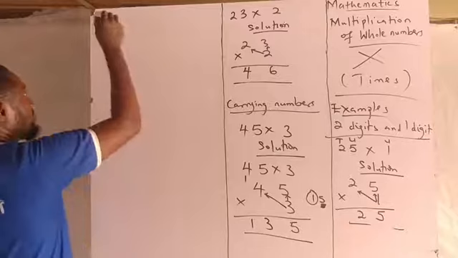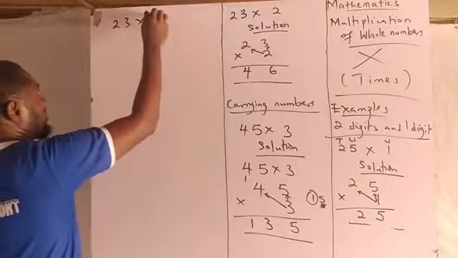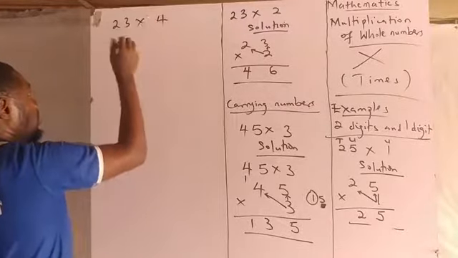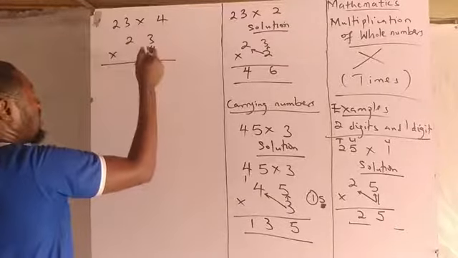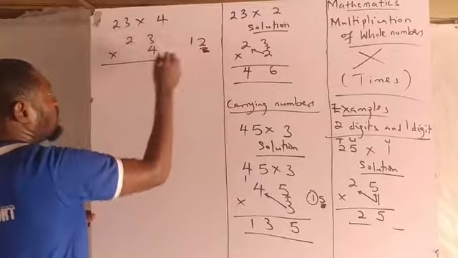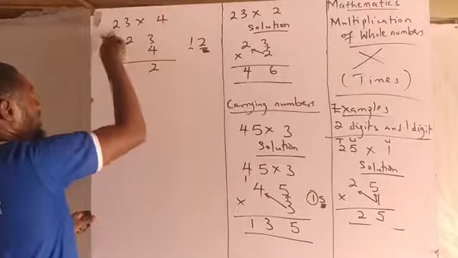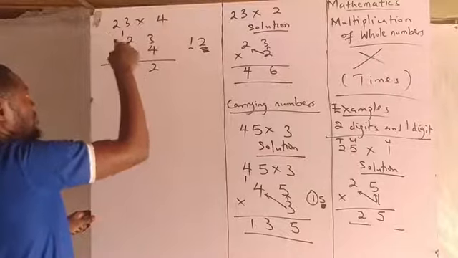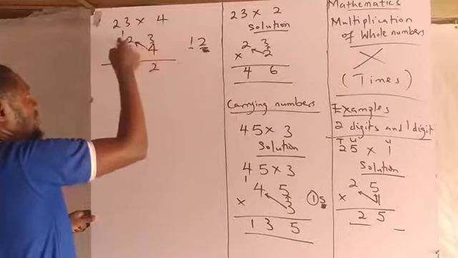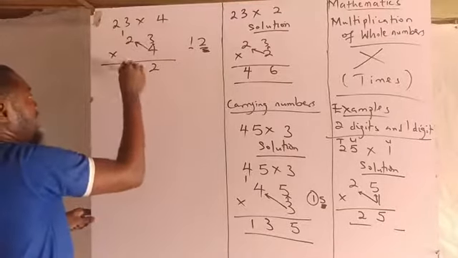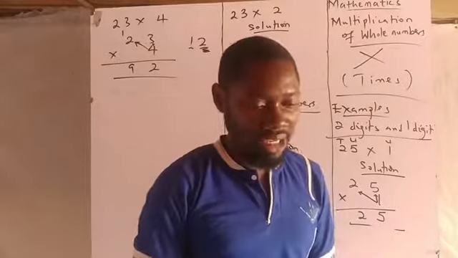Look at this. 23 times 4. Put your sign. 4 times 3 is 12. Write your 2 and carry the 1 up there. But don't add it yet. Multiply first. 4 times 2 is 8, then add the 1. That will be 9. So your answer is 92. That's how you carry numbers in this form.